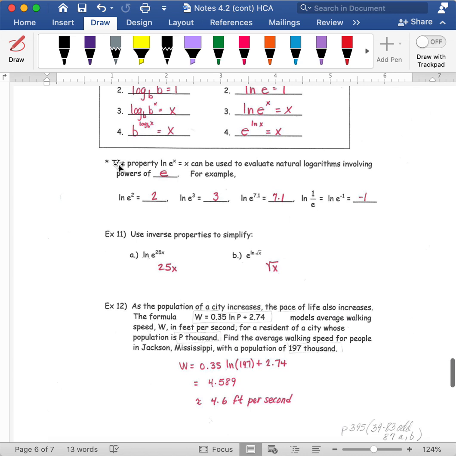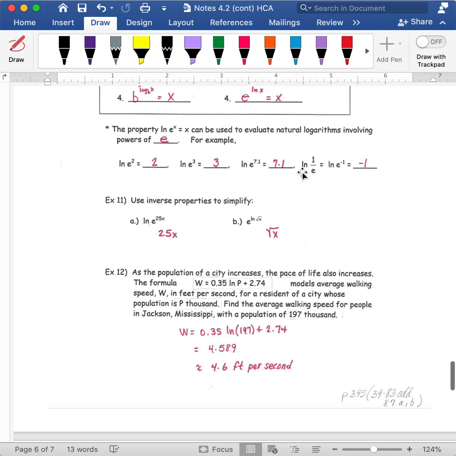All right, the property natural log of e to the x equals x can be used to evaluate natural logarithms involving powers of e. For example, the natural log of e squared is 2, right? This is log base e of the same base e to the power of 2 equals 2. So whenever you see ln of e to some power, it's always going to equal the power.